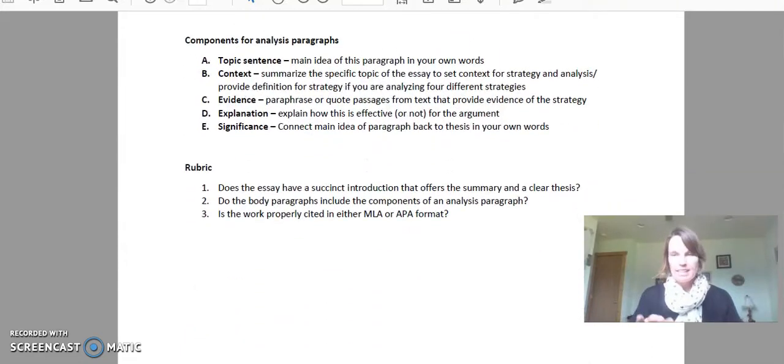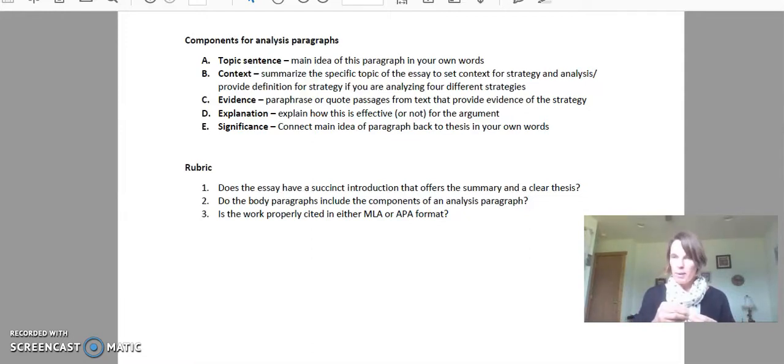Now, let's get into the nitty-gritty of how you build an analysis paragraph. It looks really similar to how you actually outlined it in the discussion board. So your topic sentence is the main idea of this paragraph in your own words. Each topic sentence should include the title of the essay and the name of the author. Don't use "in essay 1, the author does this." You want to specifically give credit to the author and give the specific title of the essay in the topic sentence.